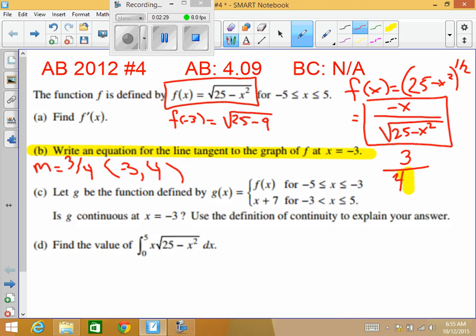From there, it's easy mode. We just write our equation of the line. Y minus y1 equals slope x minus x1. Done. This was worth 2 points. Your first point came from getting this 3/4, which you would not have been able to get if you'd messed up on part A.